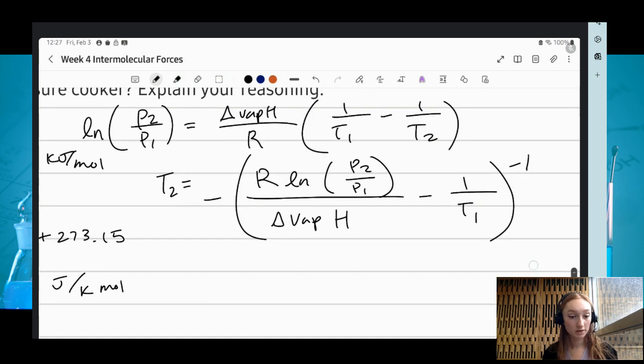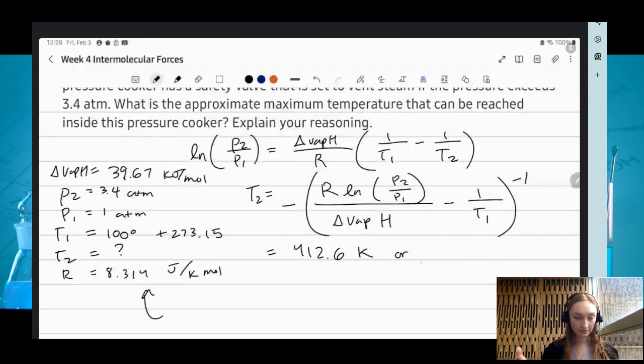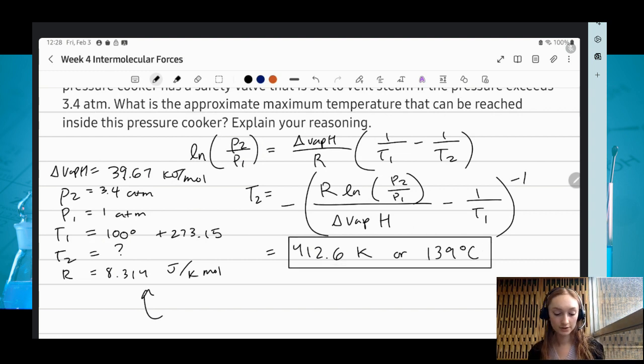And so now we can just plug everything in. And when we plug in all those values that we found on the left here, it will give us a value of 412.6 Kelvin. Or if we subtract 273.15 from Celsius to Kelvin, it is also 139 degrees Celsius. So that is the answer for the final maximum temperature that this pressure cooker can be at that pressure that it gave us.